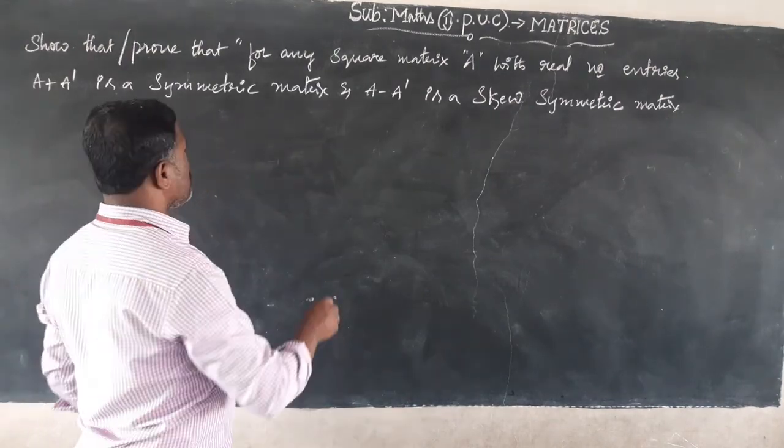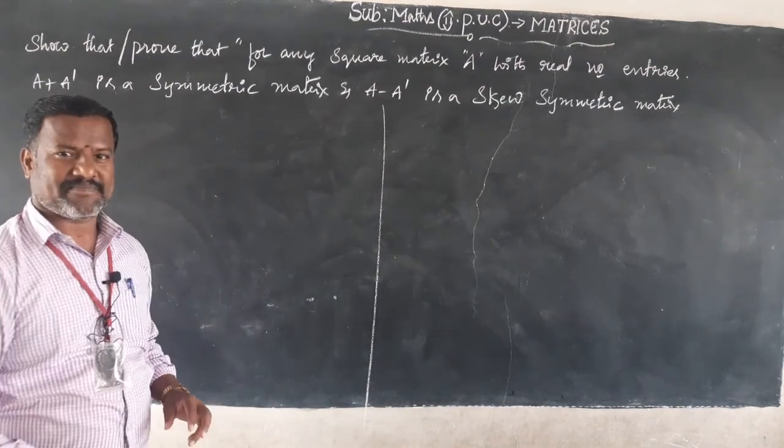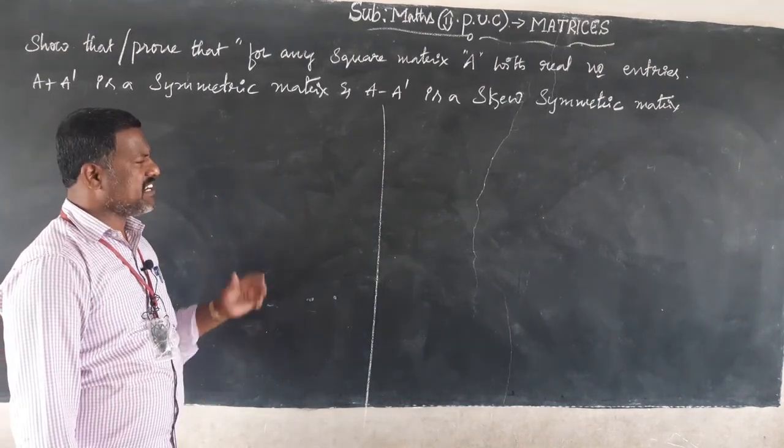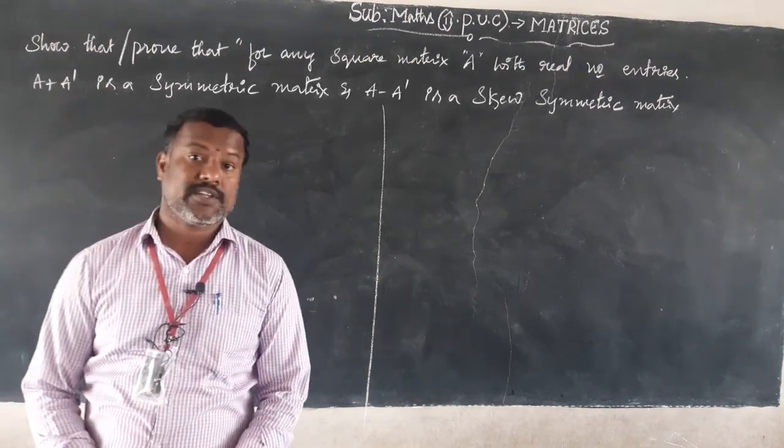I will prove it by taking the simple methods. Understand children? It's very simple. Maybe we can expect this question for a 3 mark question also.